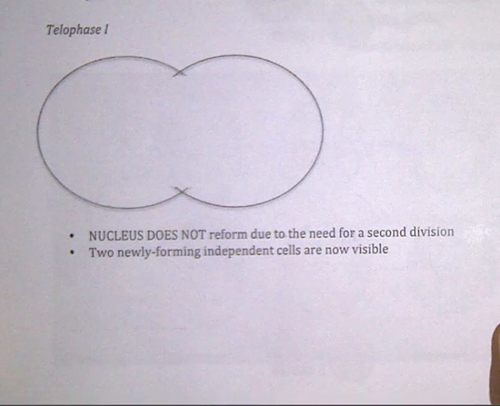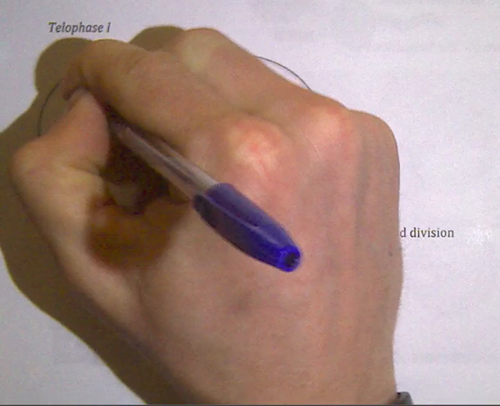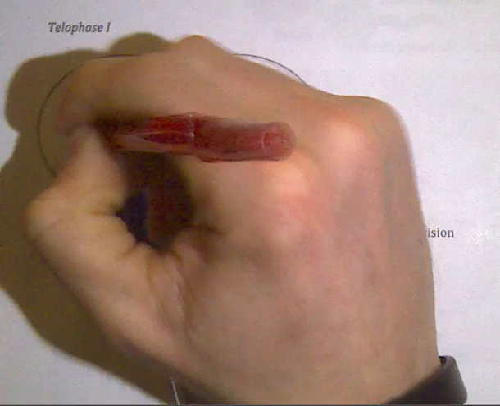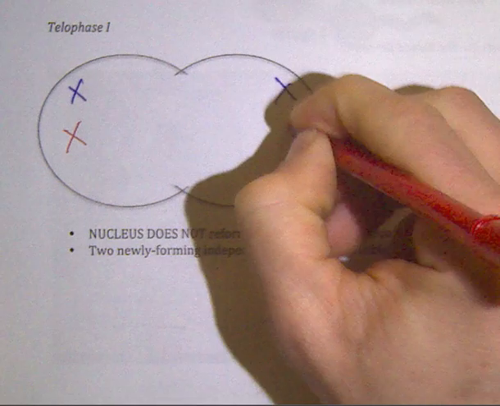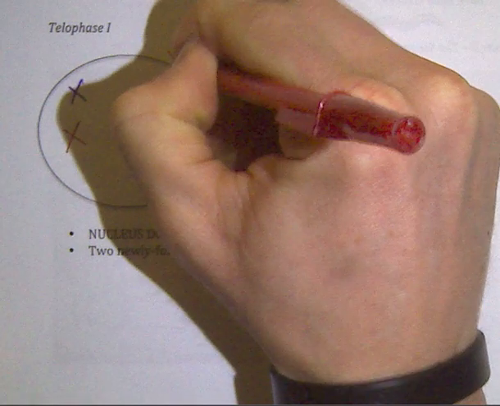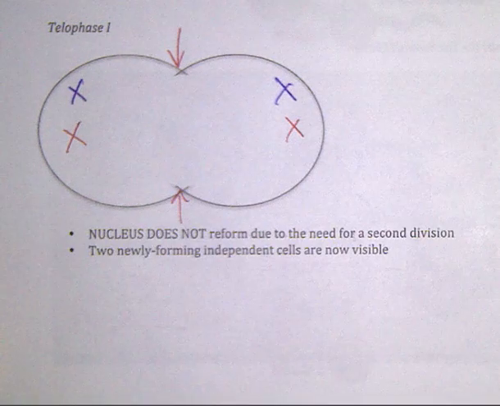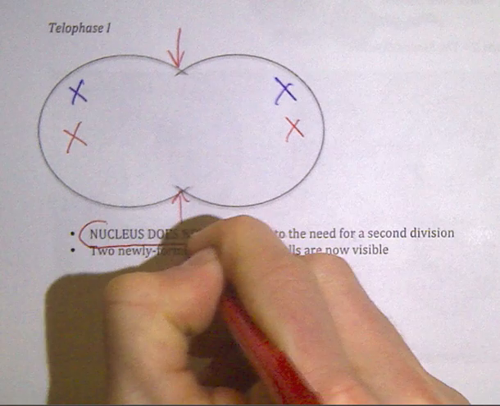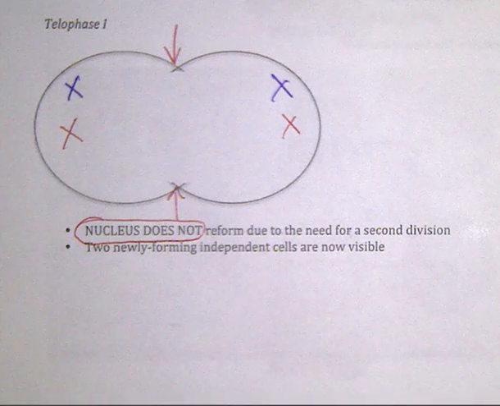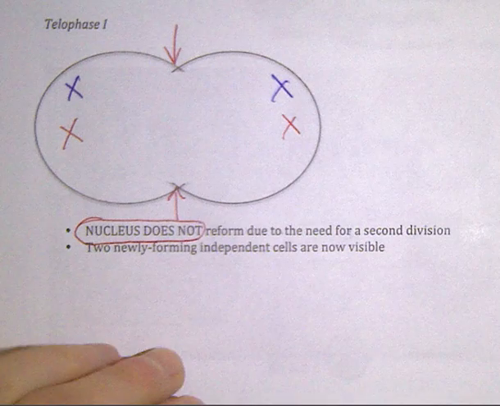In telophase, all that's happening is I'm starting to see the actual division of the cells. That cleavage furrow is beginning to form. Okay. Notice my nucleus does not actually reform here. But I'm just starting to see two new cells beginning to form here.